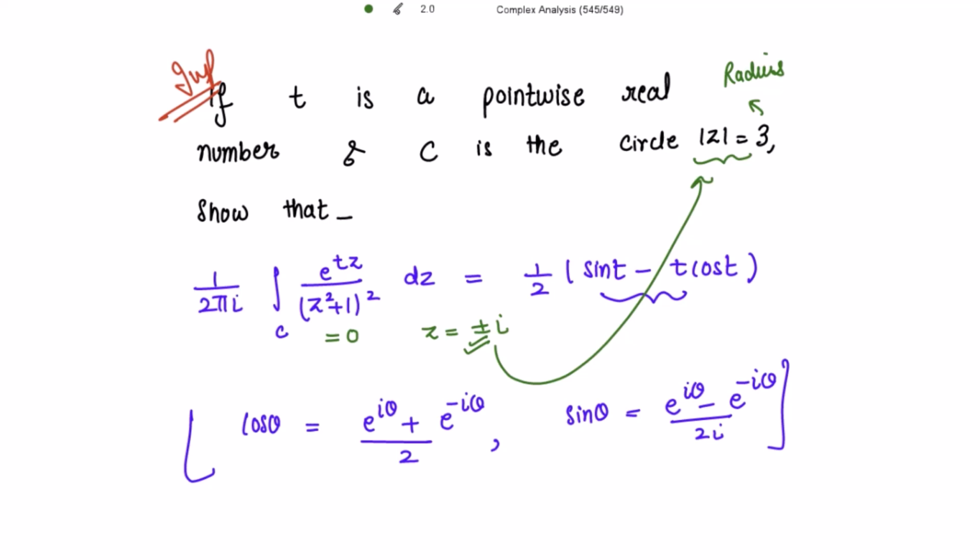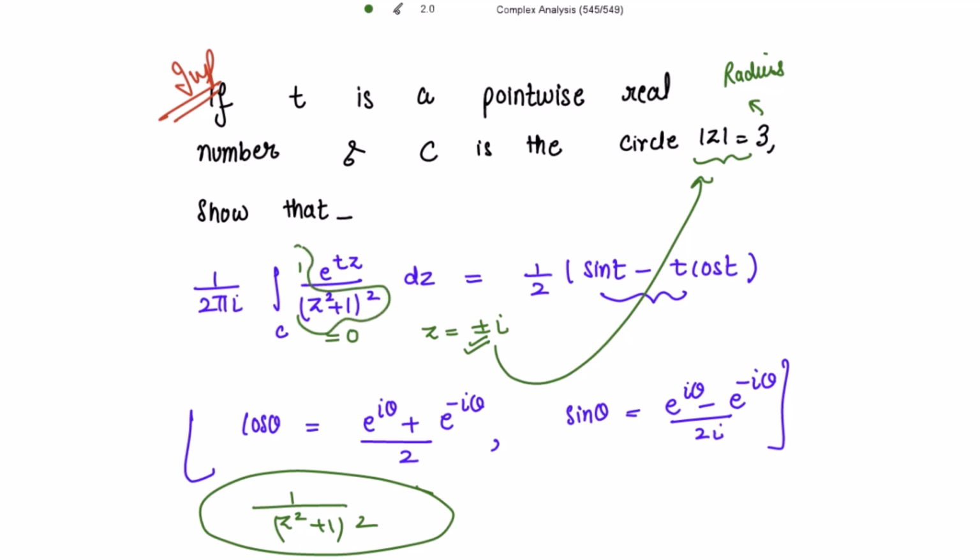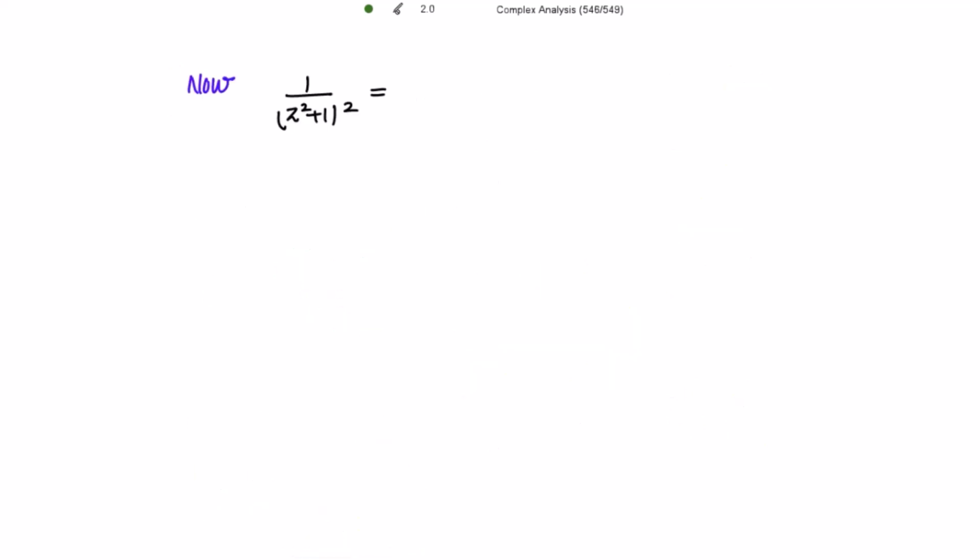But before that, we need to make the partial fractions for 1 divided by (z² + 1) whole squared. Let's make first the partial fractions of this. And we need to consider our f(z) to be the numerator, that is e^(tz). This is our f(z), right? Okay, now move on to the solution. First, we are going to make the partial fractions for this.